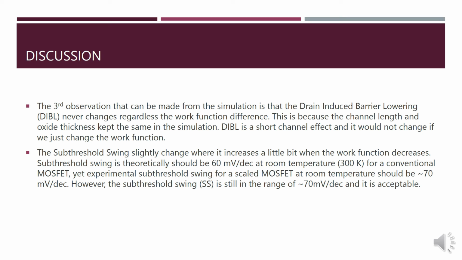The subthreshold swing slightly changes, where it increases a little bit when the work function decreases. Subthreshold swing theoretically should be 60 mV per decade at room temperature for a conventional MOSFET. Yet, experimental subthreshold swing for a scaled MOSFET at room temperature should be around 70 mV per decade. However, the subthreshold swing is still in the range of 70 mV per decade for our simulation and it is acceptable.